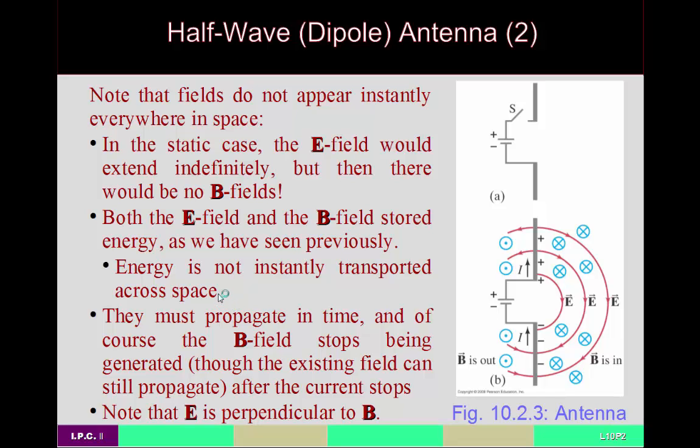Basically, energy is not going to be transported instantaneously from here, say, to here. It takes some amount of time for that to occur. And before moving on to the next slide, it's worth noting, if you look at this diagram, you have your E field, which looks very much like an extended dipole E field. You have your B field, and the two are actually perpendicular to each other everywhere that the two exist.